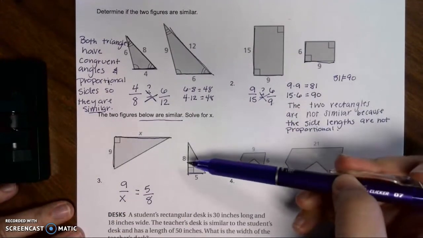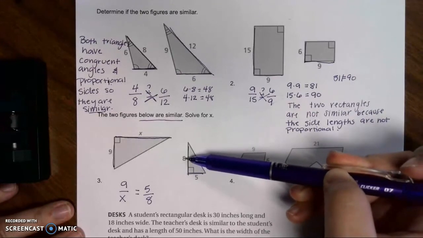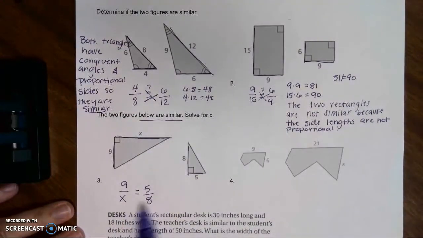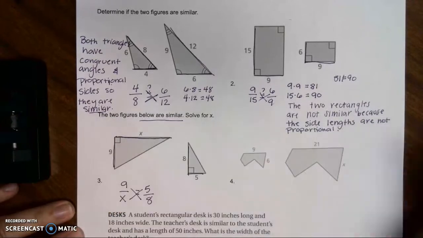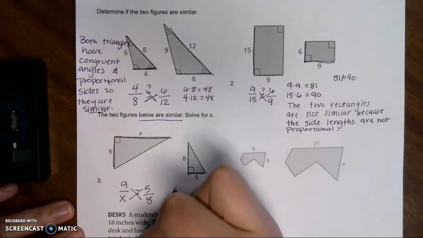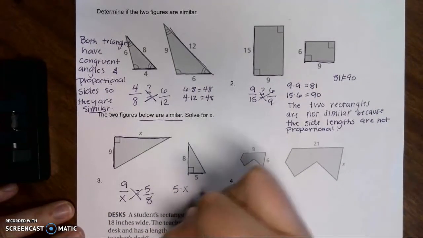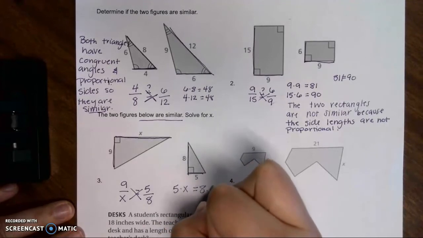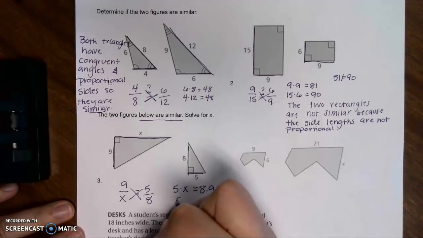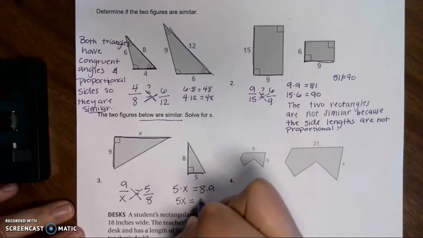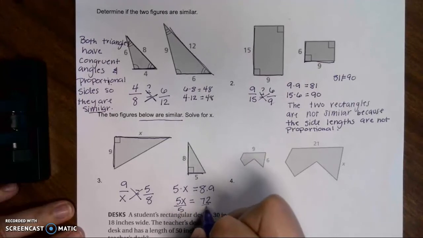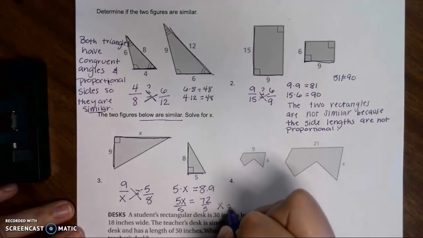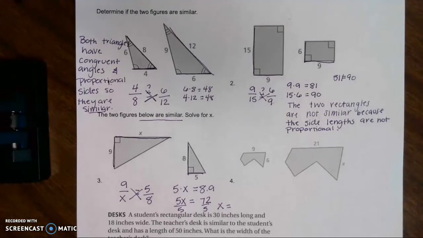I want to make sure that I'm being consistent. If I have my long side as my 8, that's got to be in the same spot as my x. My short side needs to be with my short side. I'm going to continue. If I cross multiply, I know that those two will be equal. 5 times x is equal to 8 times 9. 5 times x is 5x. 8 times 9 is 72. I'm going to divide both sides by 5, and it will be a decimal.